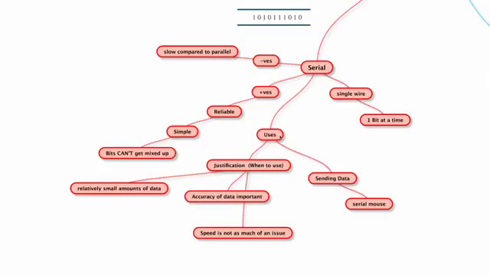When would we use this? Well, we'd use this when we're sending data, obviously. An example of when we'd use it is a serial mouse. We'd usually use it, justification of use, when there are relatively small amounts of data, the accuracy of data is important and speed is not as much of an issue. The positives are it's reliable, it's simple, and the bits can't get mixed up because they're only going down one at a time, so you couldn't have one of these bits jumping ahead of another one. The negative is that because we're only sending one bit at a time, it is slow compared to parallel.